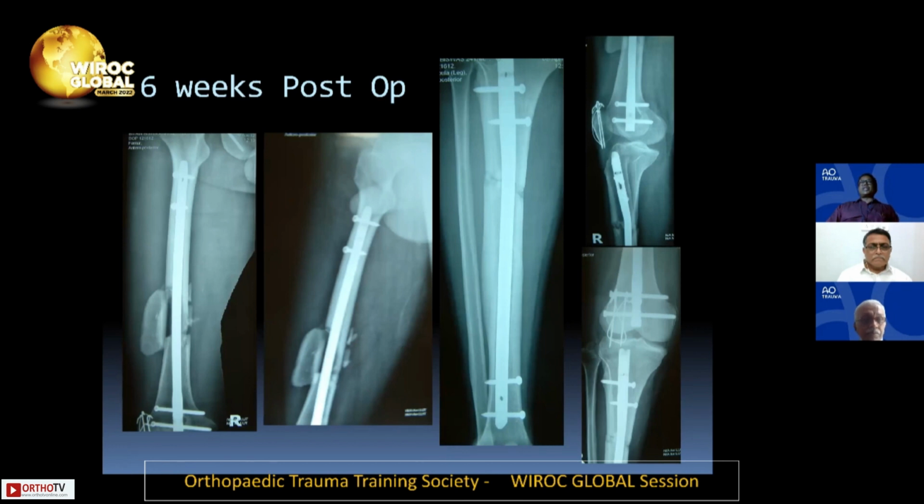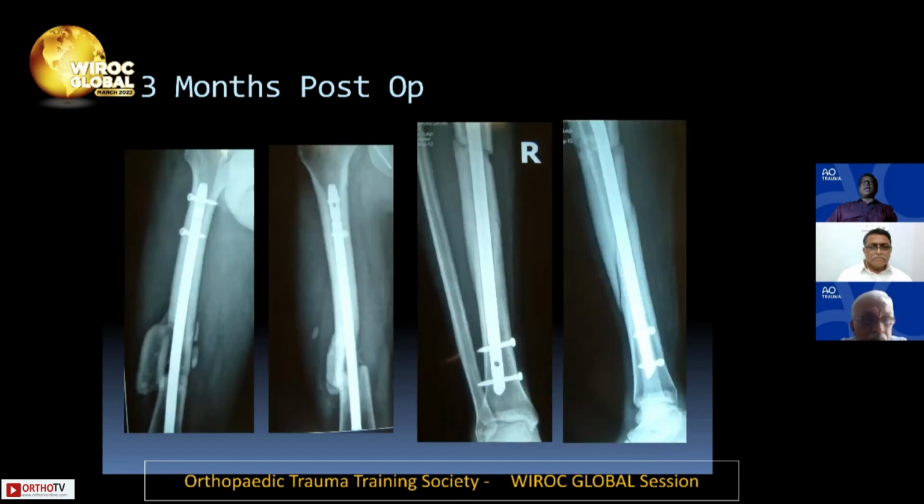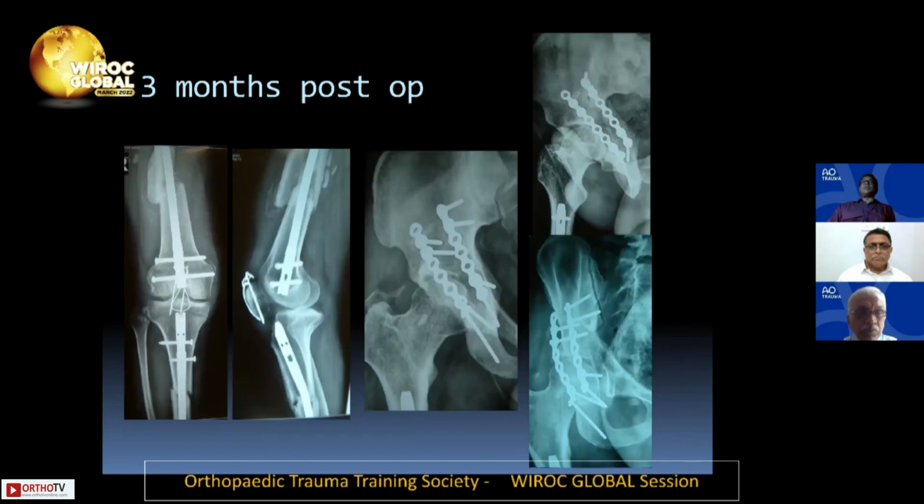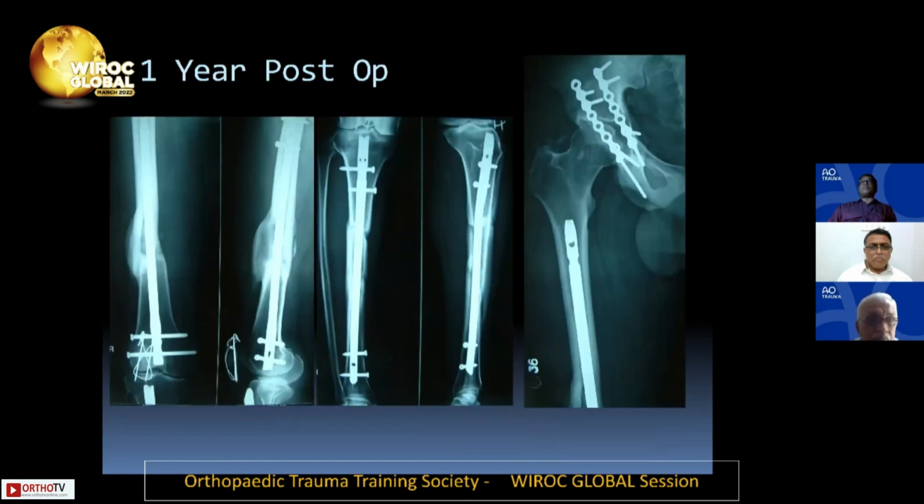This is 6 weeks post-op. As you can see, there is already some callus formation starting, and it looks in good position. At 3 months post-op, the fracture is uniting well. Even the butterfly fragment, which was quite displaced, we haven't touched, and it is still uniting very well. And this is 3 months post-op for the acetabular fracture, which has also healed well. And this is 1 year post-op. All the fractures united very well.